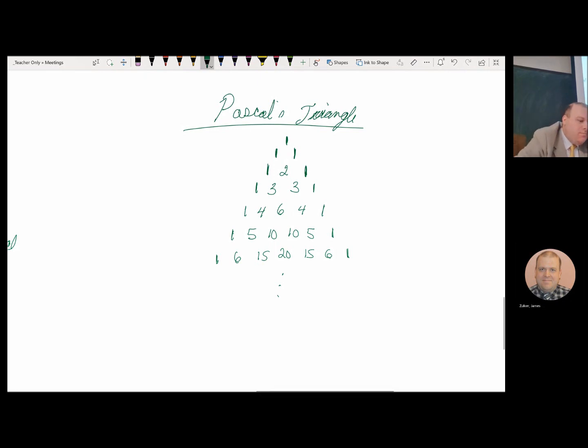So you start, top row is the 0th row. And in each row, the first element is considered to be the 0th element. All right, so if I look here, 4th row: 0, 1, 2, 3, 4. So if I said 4 choose 2, you go down to the 4th row, and you move over to the second element. 4 choose 2 is 6.